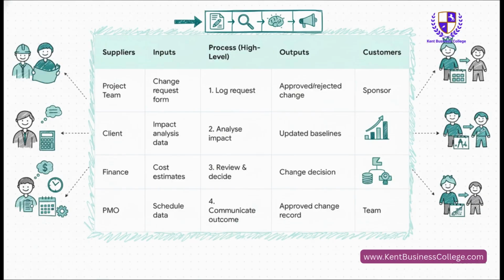Simple. And from that process, what do we get? What's produced? Those are our outputs. Take a look. An approved or rejected change, updated project plans, a proper record of the decision. And then finally, the big one. Who actually gets these outputs? Who are we doing this for? There are customers. In this case, the sponsor, the project manager, the PMO, the team.